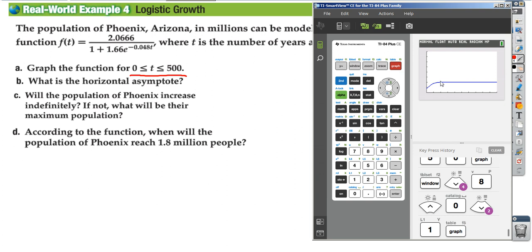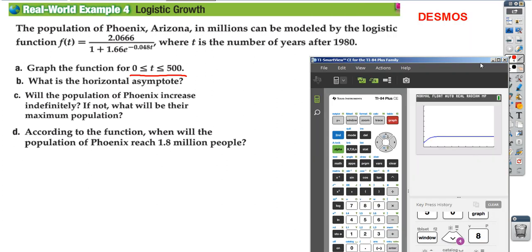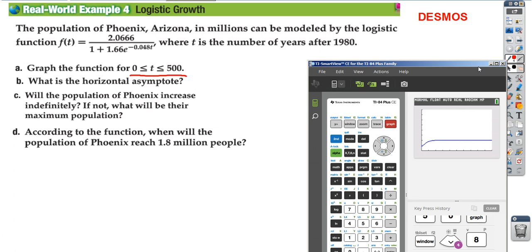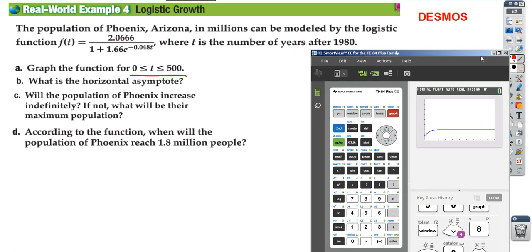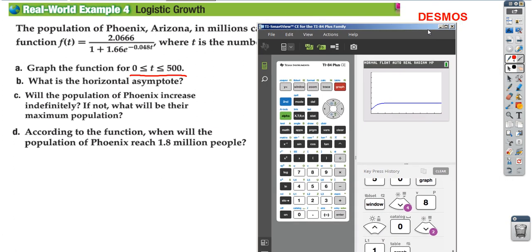The population grows and then it kind of levels off. It's still going to be growing a little bit, but it's never going to quite go past a certain point. That's called an asymptote. T, by the way, in this equation stands for number of years after 1980. So we graph that. Horizontal asymptote means where does the graph go as t goes to infinity, or as x goes to infinity.